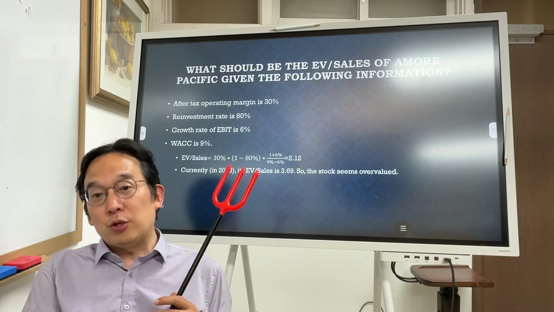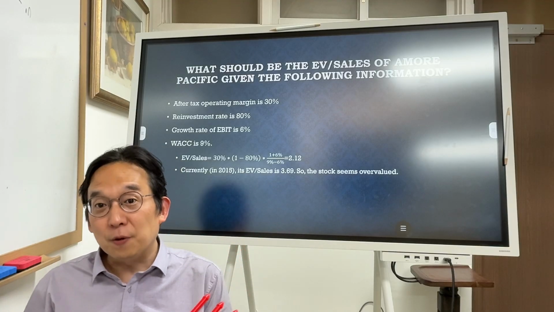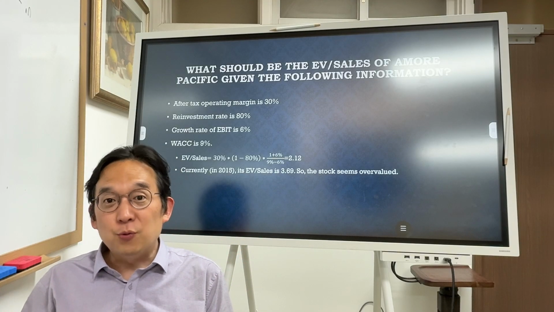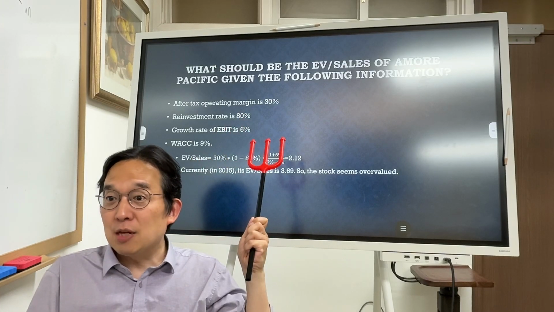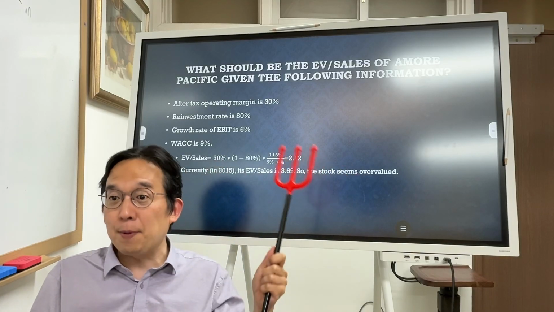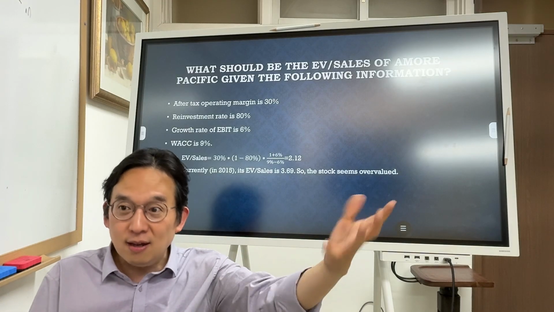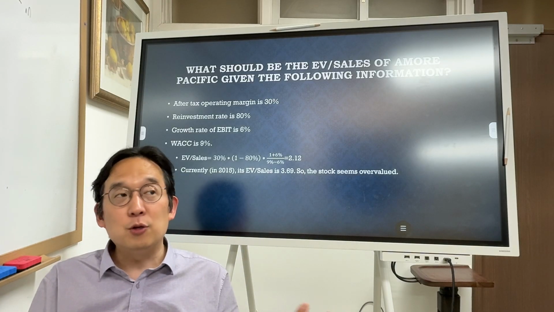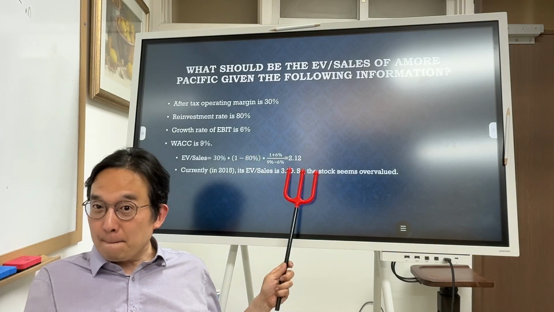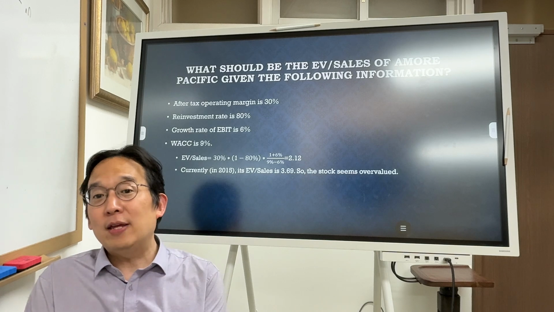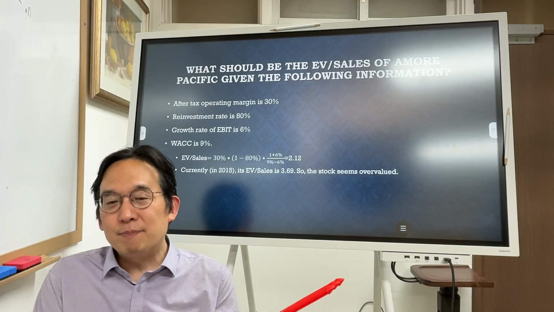So in the previous video, we tried to compute the fair value of the EV to sales ratio of Amore Pacific. If these assumptions are correct, assuming future expected after-tax operating margin is 30%, reinvestment rate is 80%, growth rate of EBIT is 6%, and WACC is expected to be 9%, then the fair market value, the efficient level EV to sales, has to be 2.12.